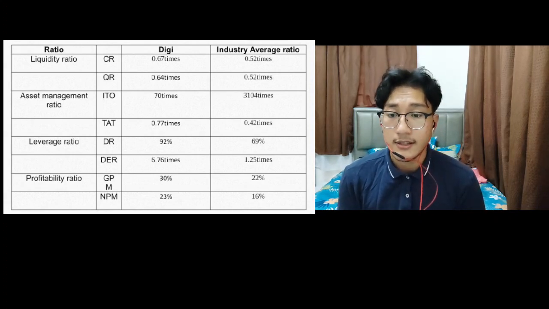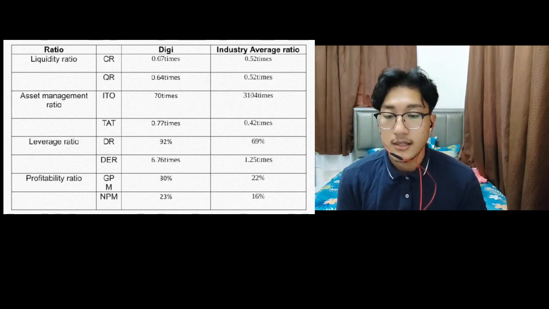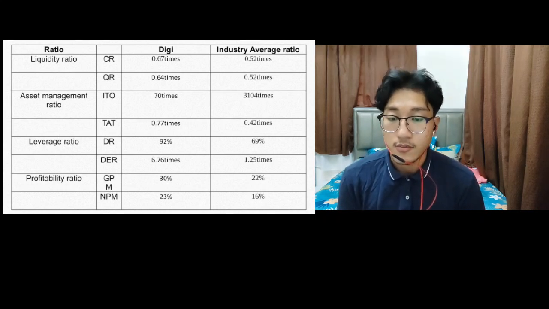For the third category, leverage ratio. First one, debt ratio. The results show that Digi company, the debt ratio is 92%, which is higher compared to Maxis, 69%. It seems that Digi company use more debt to buy the assets. The lower ratio is more favorable than a higher ratio. This indicates that Digi company is facing higher degrees of debt financing, and this will hinder the potential of longevity of the company.